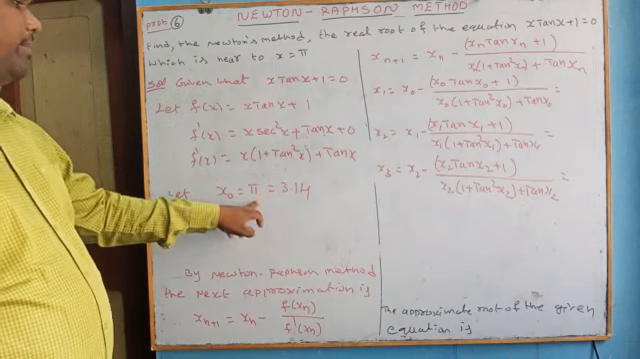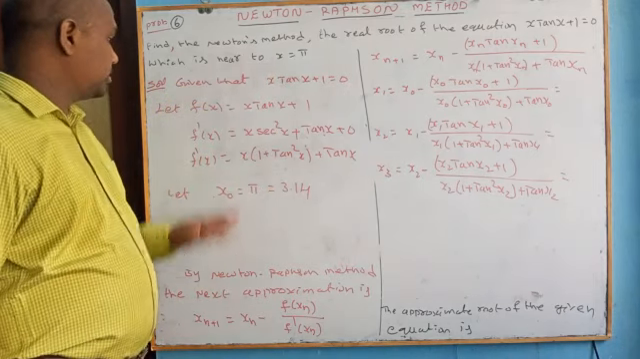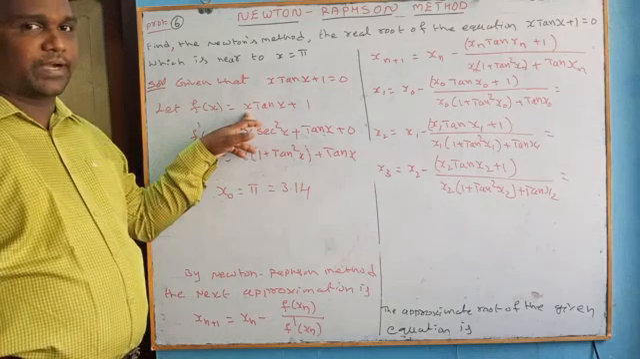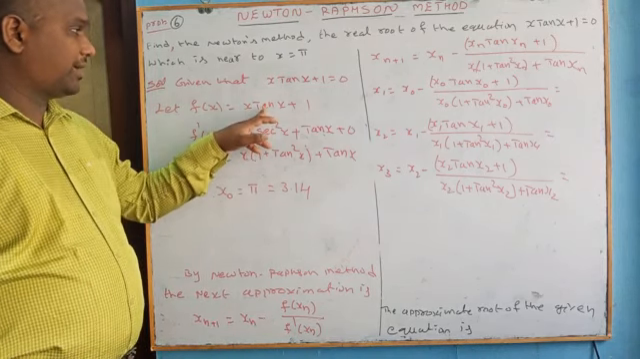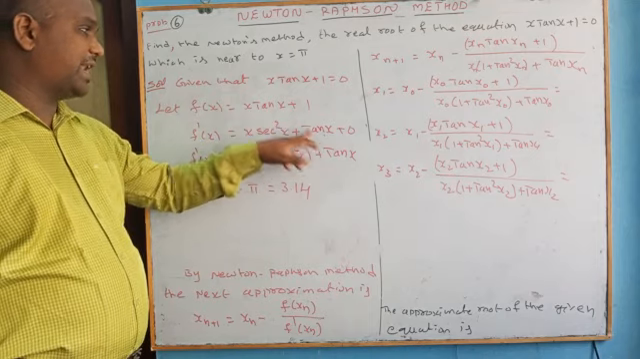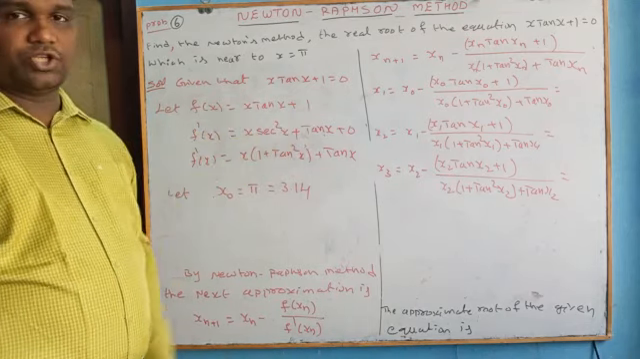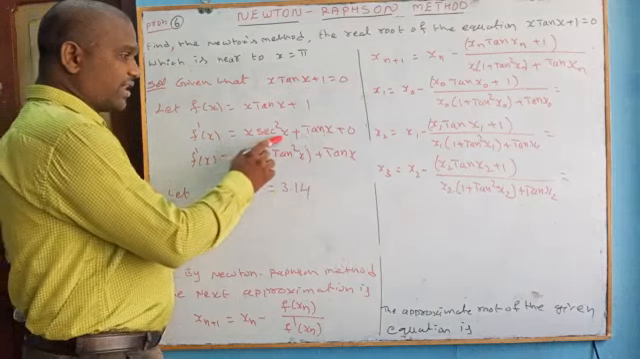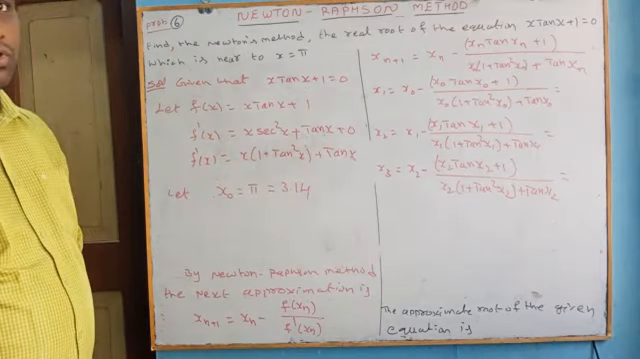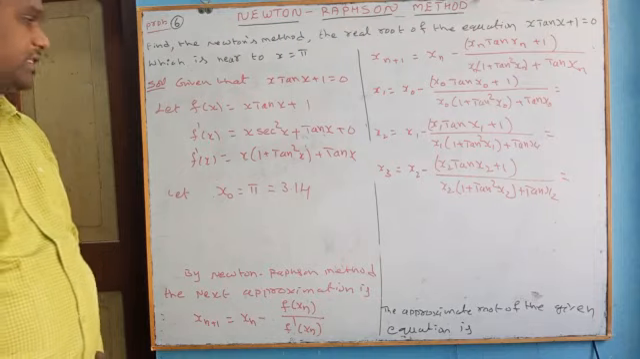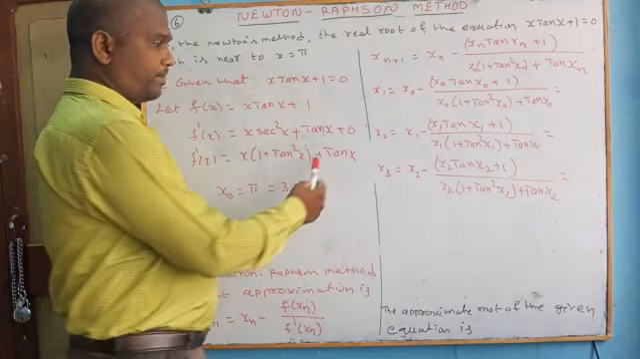Let x naught is equal to pi. Pi means 3.14 something. So f dash of x, differentiate with respect to x, and apply the UV formula. x tan x differentiation is x sec square x plus tan x into 1, plus 1 differentiation is 0. Sec square x can be written as 1 plus tan square x, because sec square theta minus tan square theta is equal to 1. So sec square theta is equal to 1 plus tan square theta. You can write it plus tan x.